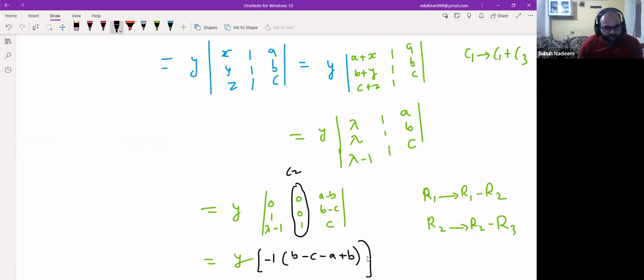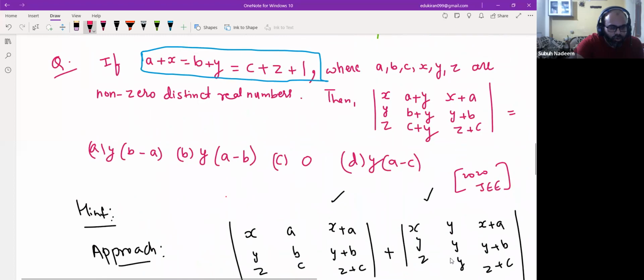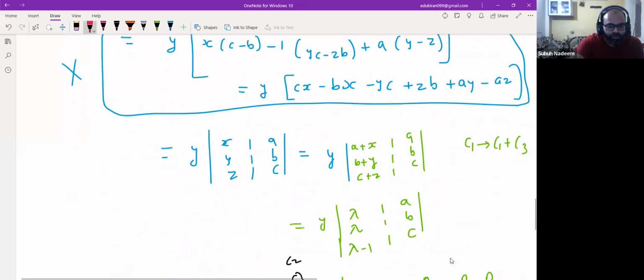This is what we are getting, right? No, B minus C is multiplied with 0, so you don't get B minus C. It is getting multiplied with 0. Minus A plus B you will get only. This will be Y into A minus B. So your answer will be Y into A minus B, which is option B, which is correct.